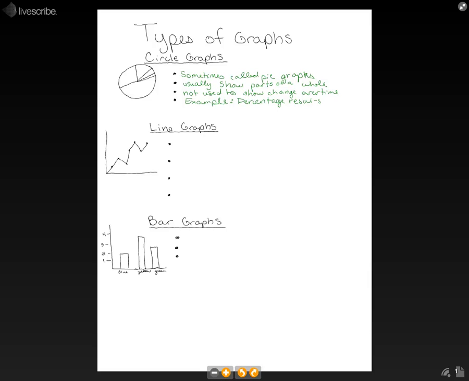The next graph we're going to talk about is line graphs, and we can also call this like an XY plot. And they can be used to show changes over time. They're used to compare the relationship between two different things.